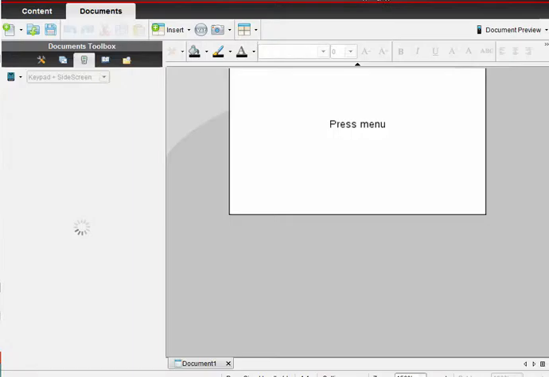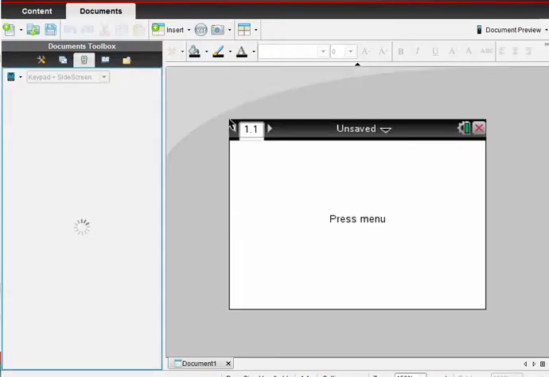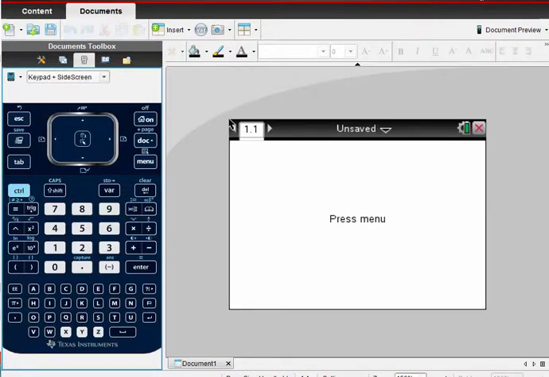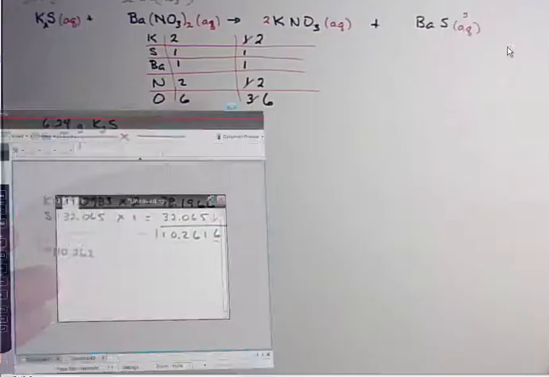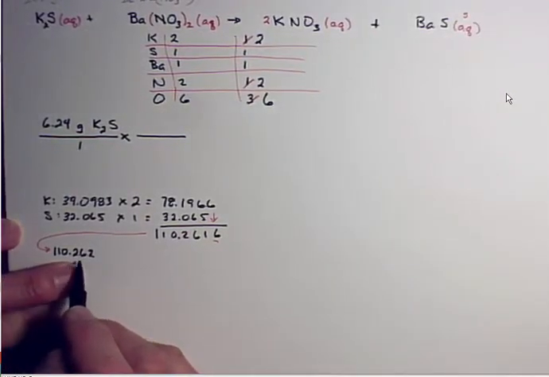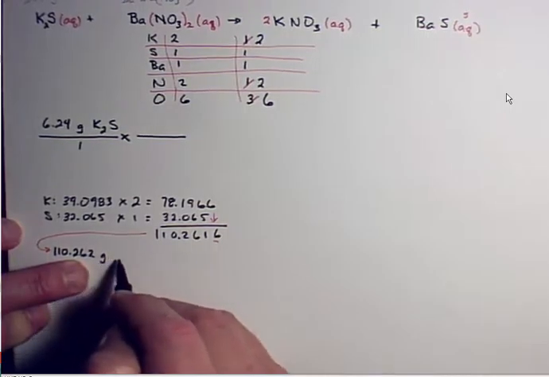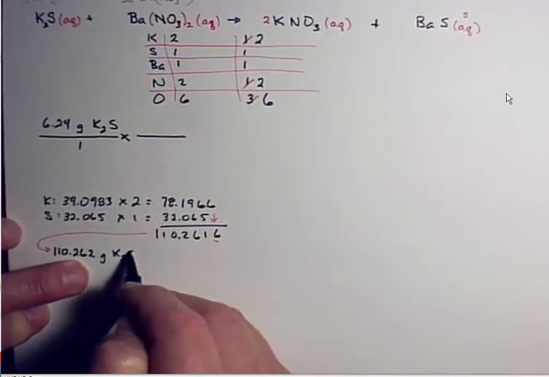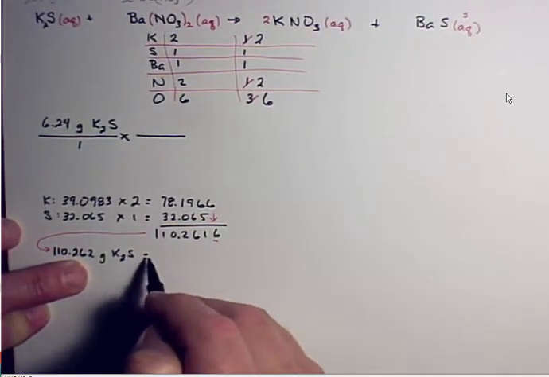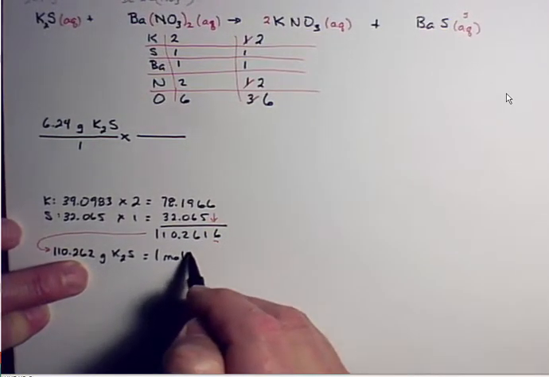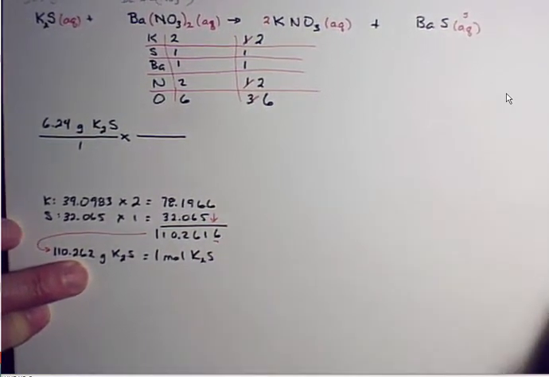I'm trying to get the calculator up. So we got 110.262 grams of potassium sulfide, and you have to say that's equal to 1 mole of potassium sulfide. You have to write that equality statement every time.